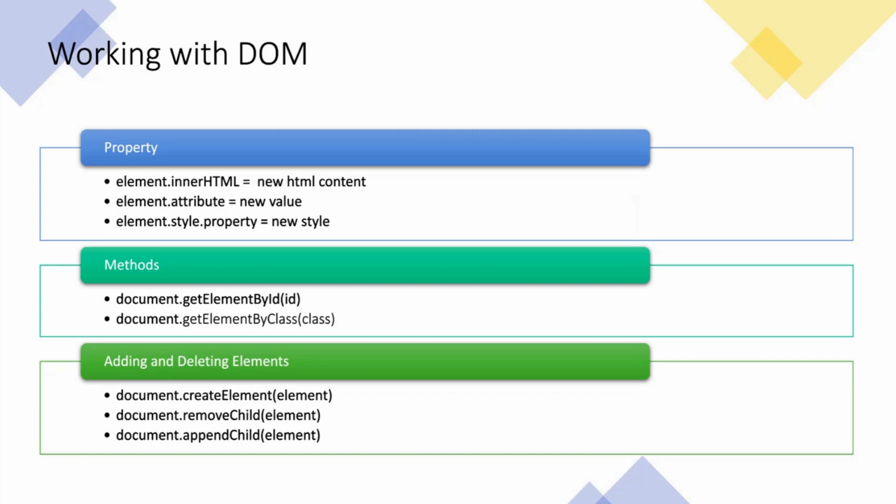Further, we can use DOM to add or even delete elements currently present on a page. To do that, we first need a document, then we have a method called createElement. Within this createElement method, we give the element which we want to create inside the document. Document.removeChild and document.appendChild will take the element and will remove and append accordingly.